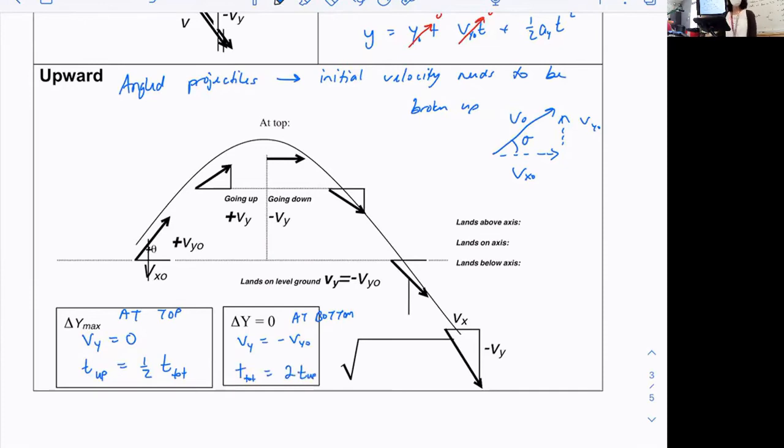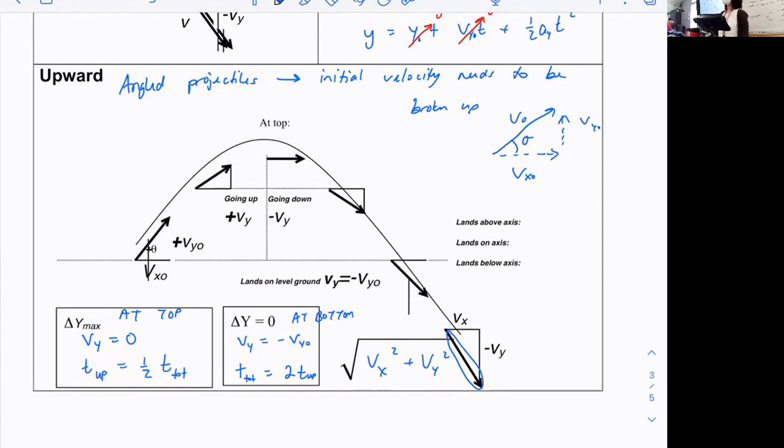Oftentimes with these types of projectiles, it's easiest to think about the journey up, because I know that on the journey up, my y velocity at that tippy top point is 0. And so it makes my equation a little simpler. So sometimes it's easier to figure out just the time to go up. Total time is just double that. And then if you know the x velocity and you know the y velocity, this total velocity down here is just the Pythagorean theorem of your initial x velocity, because it doesn't change, and whatever the y velocity is.